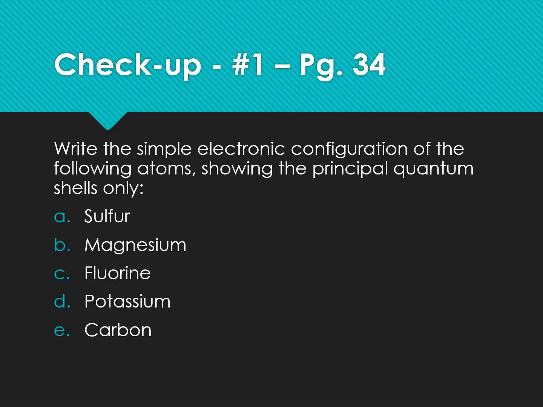So this is a little checkup. Write the electron configuration for the atoms: sulfur, magnesium, fluorine, potassium, and carbon. You just have to make sure you know how to count the number of electrons and fill in the shells for each energy level. So sulfur is 2-8-6, magnesium is 2-8-2, fluorine is 2-7, potassium is 2-8-8-1, and carbon is 2-4. Again, if you add up all those electrons, they should equal the number of protons on the periodic table, because they are neutral atoms, so protons and electrons are going to be the same.